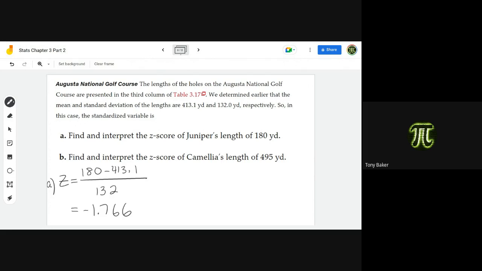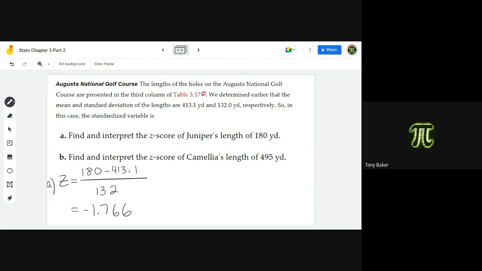So the empirical rule gives me in whole numbers, 1, 2, and 3. The z-score will allow me to come up with specific values of that. So we are 1.766 standard deviations above or below the mean? Below the mean. Below, because it's negative. So negatives are fine in this. Negatives mean you're below the mean. Positives mean you're above the mean.